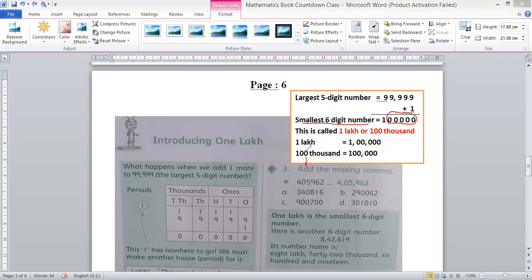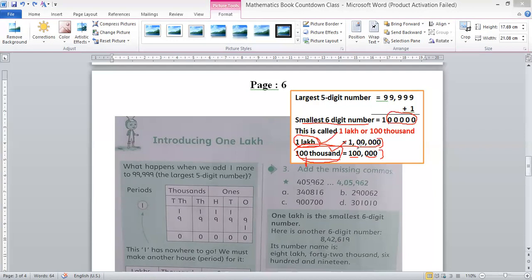1 lakh is written as 1, comma, then 2 zeros, then 3 zeros. And how do we write 100,000? Write 100 with 3 zeros. This is a 6-digit number. This is also a 6-digit number. Both numbers are equal. It means 1 lakh is equal to 100,000. In other words, we can express a 6-digit number in two ways. The first way is the Pakistani way. The second one is the international way. In the Pakistani way, we call it 1 lakh, and in the international way it is 100,000. Therefore, 1 lakh is equal to 100,000.